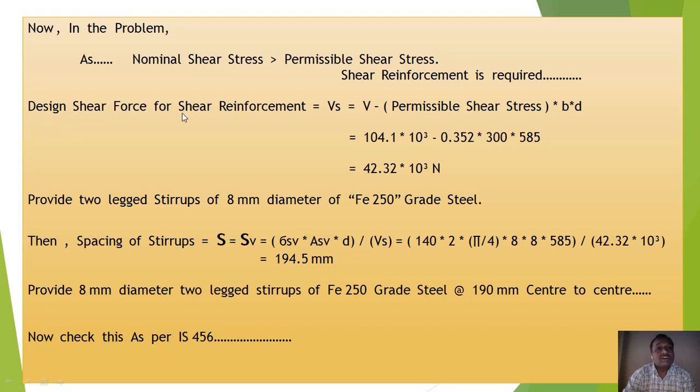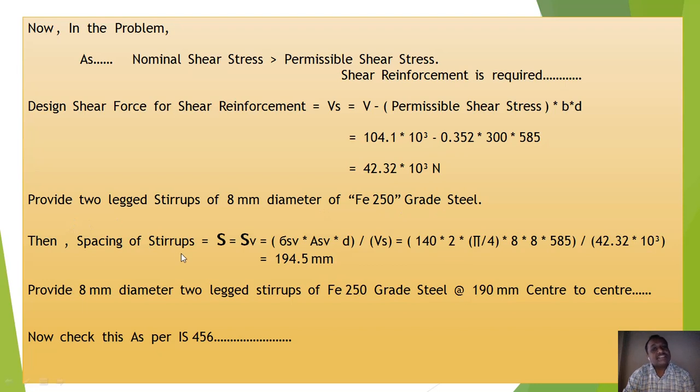Design shear force for shear reinforcement is Vs equal to V minus permissible shear stress into B into D. So Vs is equal to 104.1 into 10 raised to 3 minus 0.352 into 300 into 585. So 42.32 into 10 raised to 3 Newton. For this shear we need shear reinforcement. So provide two-legged stirrups of 8 mm diameter of Fe 250 grade steel.